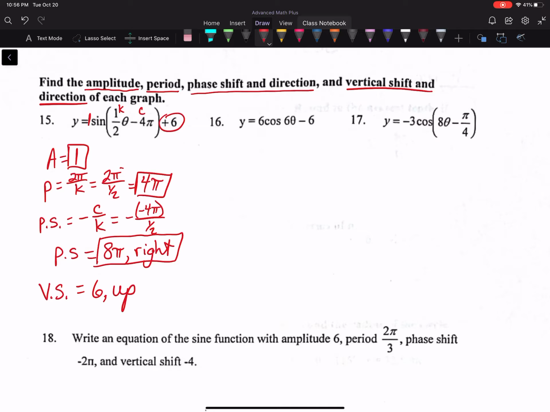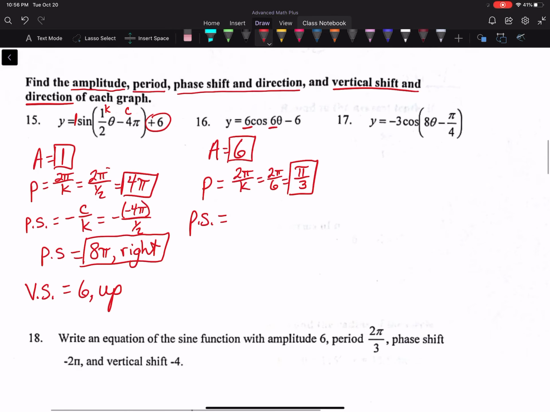Okay, so 16, amplitude would be 6. Remember, when you're naming your amplitude, it is always positive. Period, 2 pi over k. K for this problem is 6, so 2 pi over 6 reduces to pi over 3. Phase shift, well, there's no parentheses. When there's no parentheses like that, your phase shift is 0, or you can put none, whichever one you want to do. And your vertical shift is right here. It's -6, and since it's negative, it is going down.